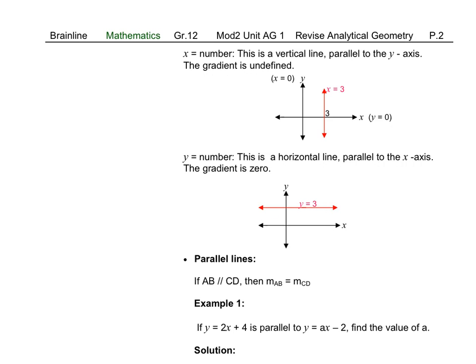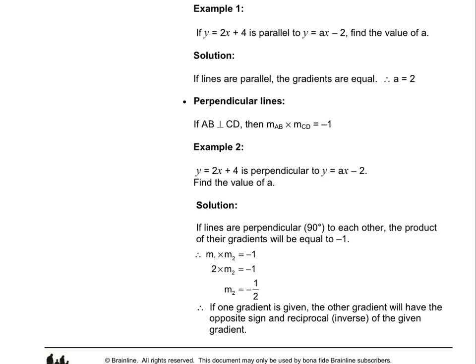Then it's important to know that when we have parallel lines, for example AB parallel to CD, it means that the gradient of AB has to be equal to the gradient of CD. For example, if we have a line y equal to 2x plus 4 parallel to y equal to ax minus 2, and we have to find the value of a, we know since they are parallel they have the same gradient, and therefore a will be equal to 2.